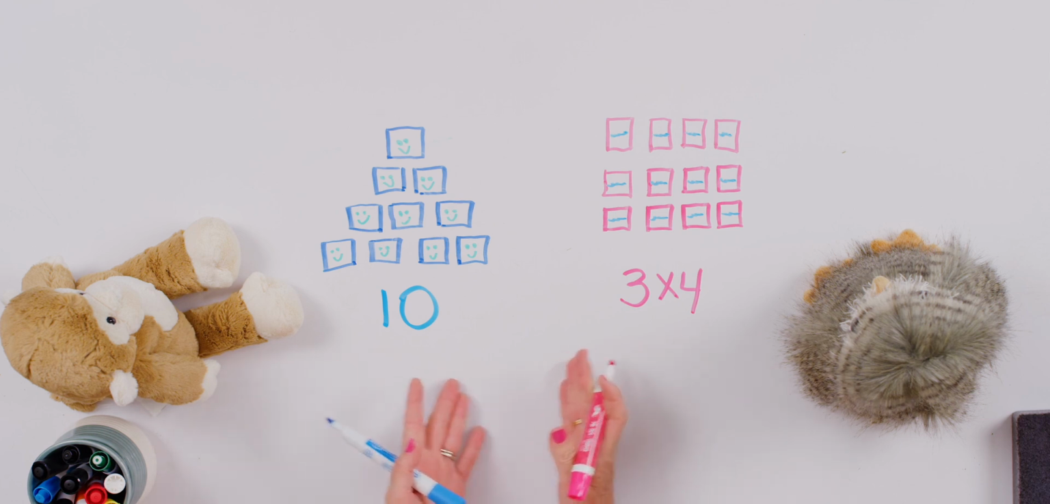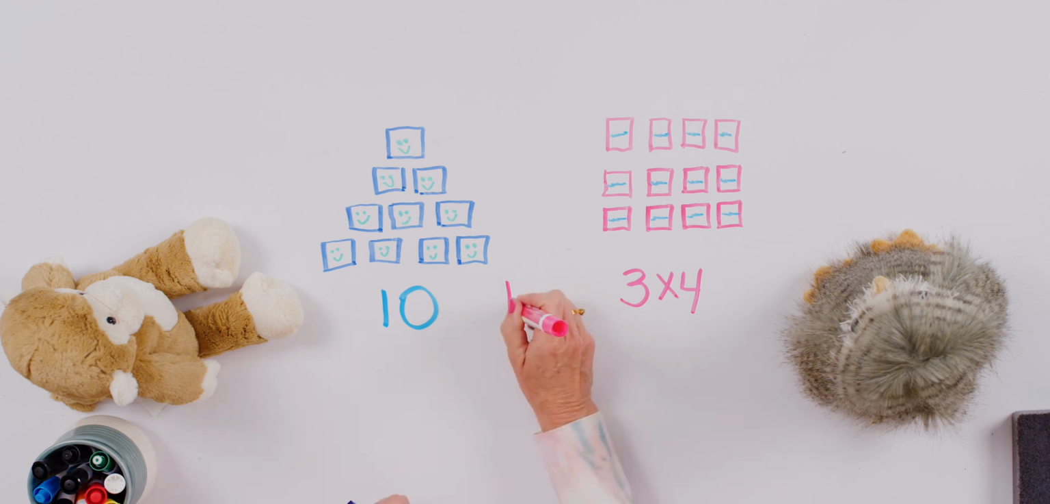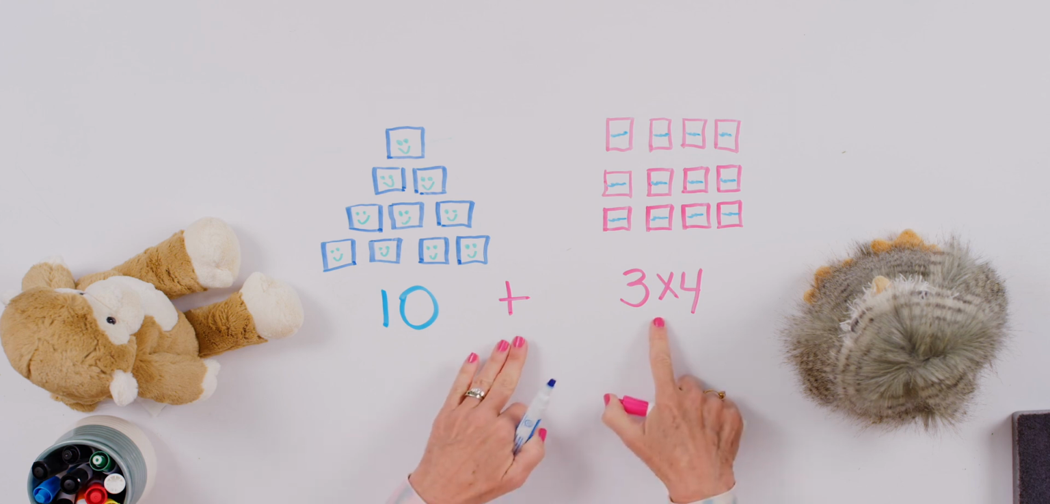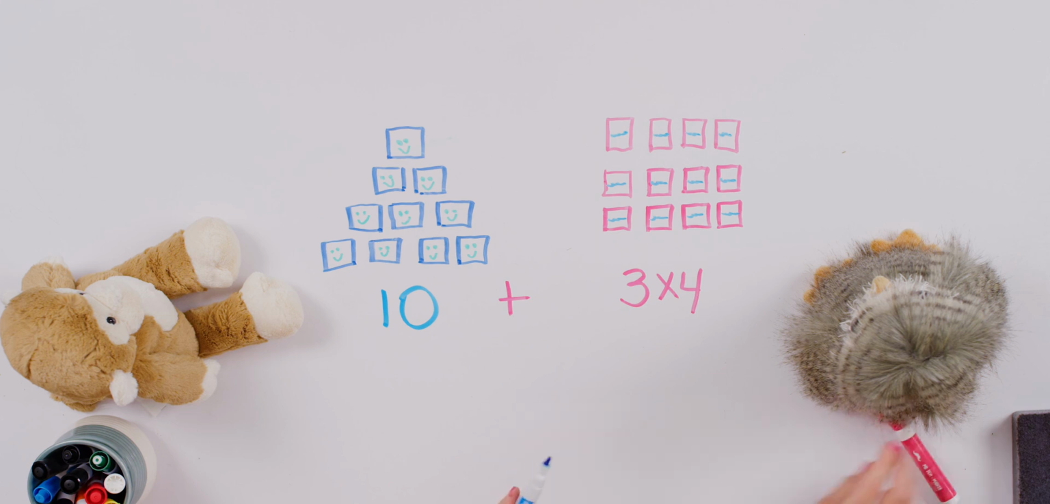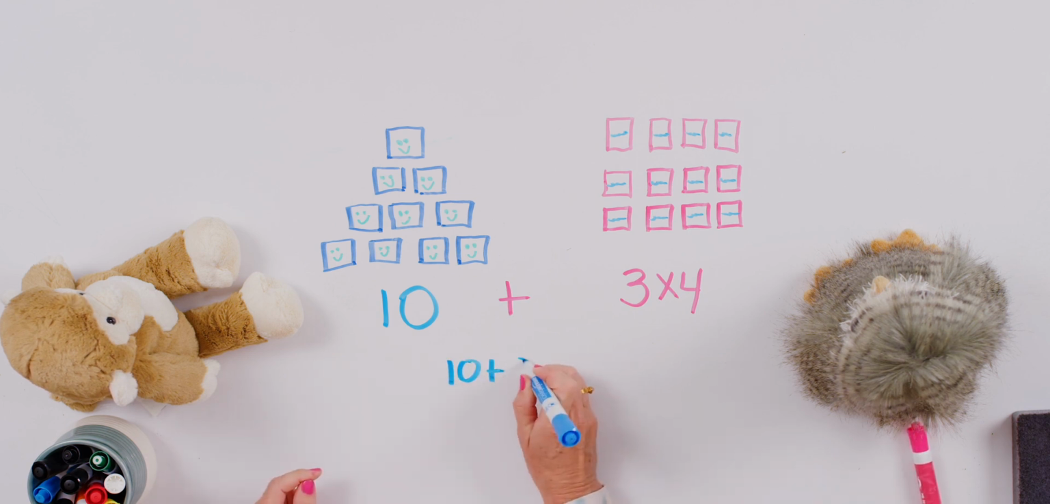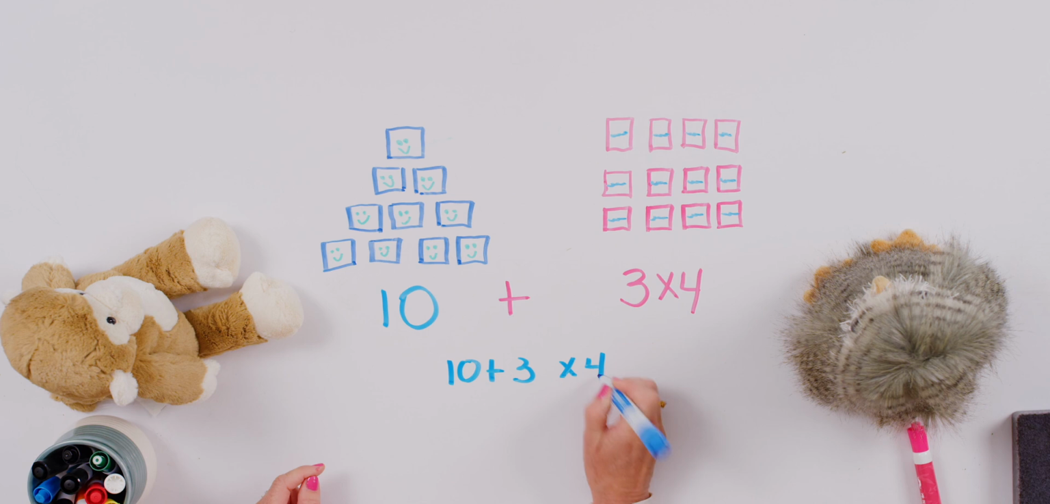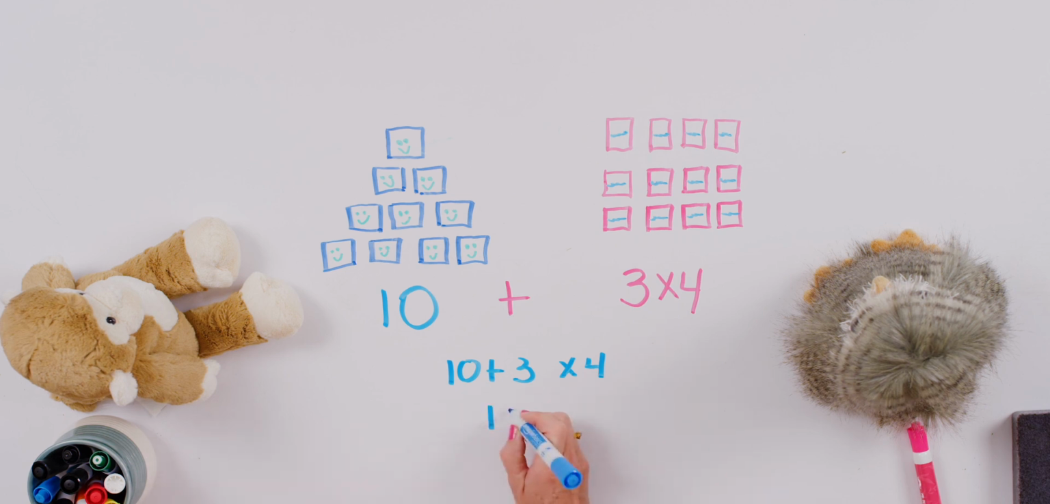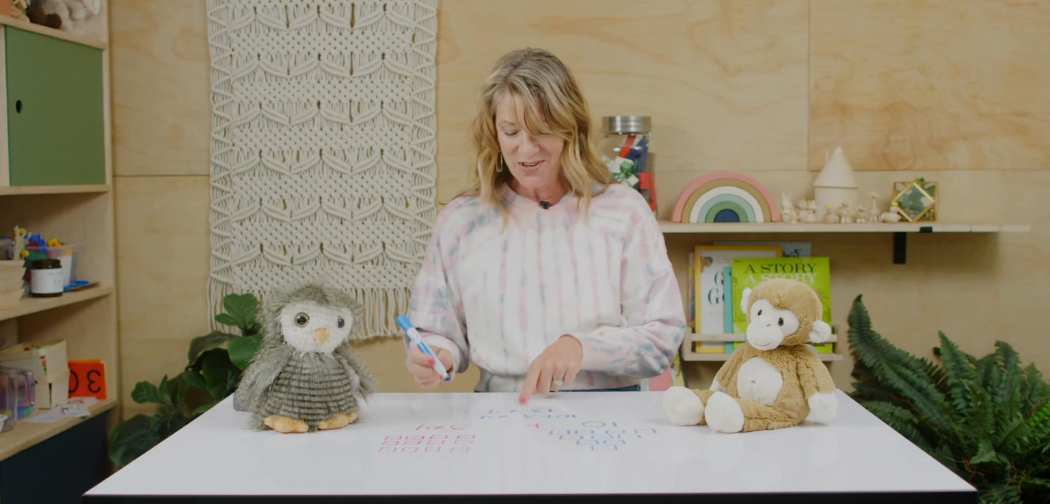So if we look at this, we suddenly have an expression. An expression has numbers and it has operations without an equal sign. Now let's take a look at a good way to work this. Should we say 10 plus 3 times 4? Let's try it. 10 plus 3 equals 13. We'll multiply that by 4. 3 times 4 is 12.